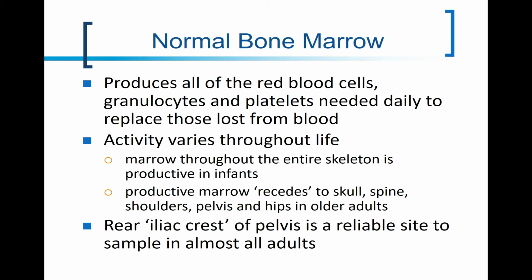The activity of the bone marrow has to vary throughout life, and it varies in different parts of our skeletons in different parts of our life. So in babies and infants, actually almost the entire skeleton has to be productive in making blood cells. But as we get older, the active marrow tends to retreat towards the centre, and it'll be our spine, maybe the skull, pelvic bones, central bones that remain active in bone marrow production.